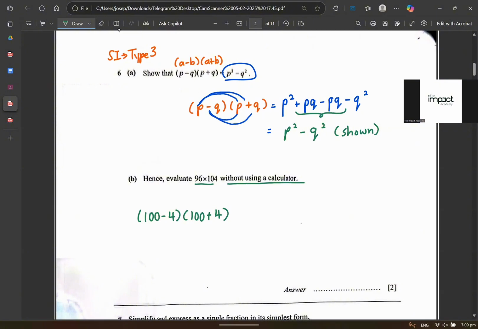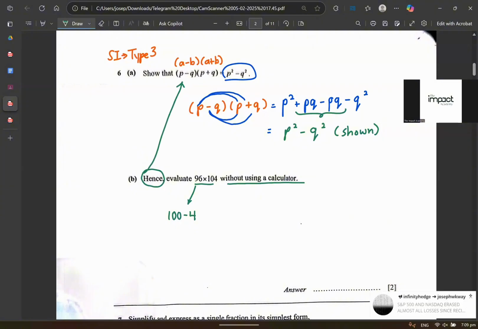Find something that is common first between 96 and 104. I say this again, because they want you to not use a calculator. So 96, isn't it just 100 minus 4? Teacher Joseph, how do you know that? Because of the word hence. That means they want us to use this. You get what I'm trying to say?